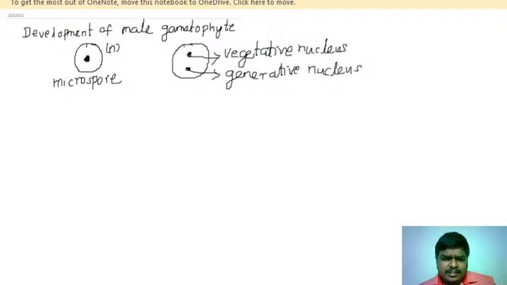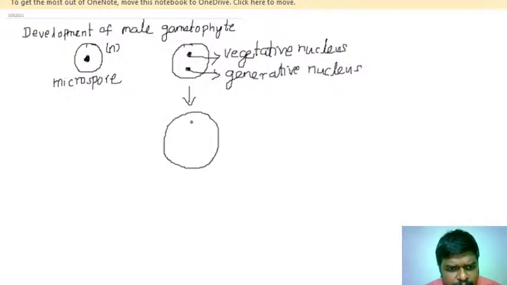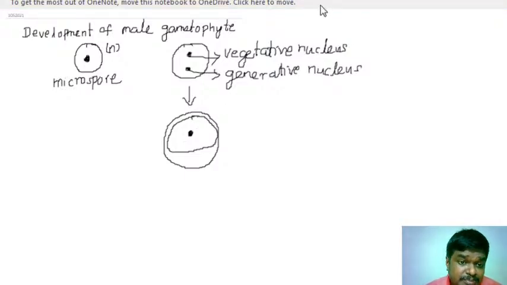And here two nuclei are formed. Of these two, the vegetative cell contains abundant food reserve, so it will transform into one large cell with abundant food substances and a nucleus. That's called the vegetative cell, and a small generative cell is formed.